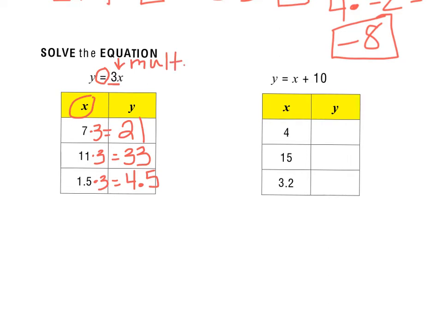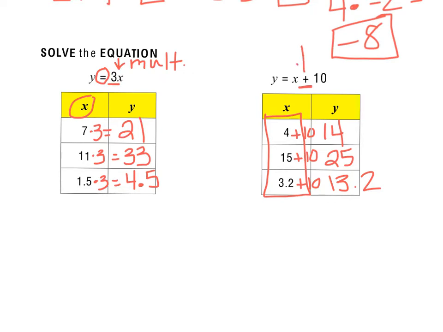Here, notice there is a sign in between the x and the 10. It says we are adding 10 to get our y. So I'm going to take my x values, which are over here to the left, and I'm going to add 10 to each x value to get my y. So 4 plus 10 would be 14. 15 plus 10 would be 25. And 3.2 plus 10 would be 13.2. Okay, so all I did was I multiplied with one rule and I added with another. Okay?